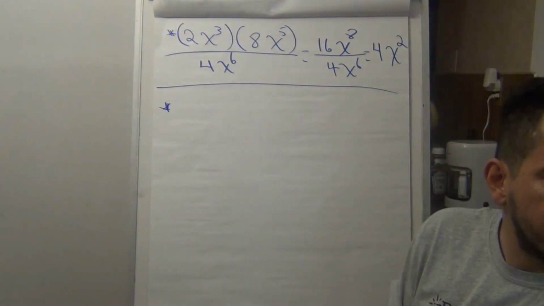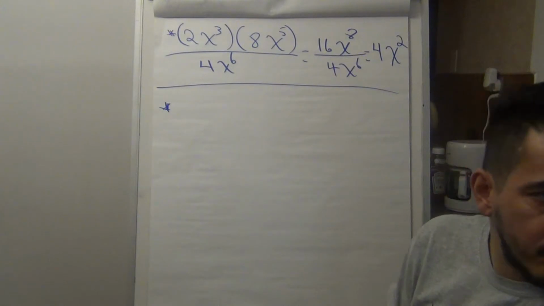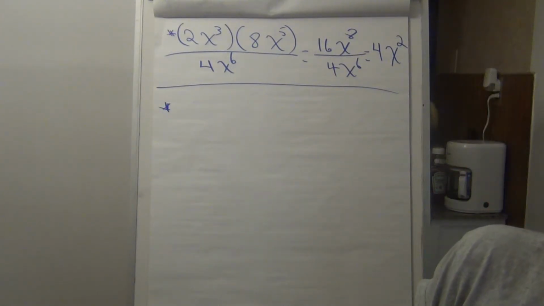We have 3x squared. Let me see. 3x squared. Did we do that? Yeah, we did that. We have the next problem.